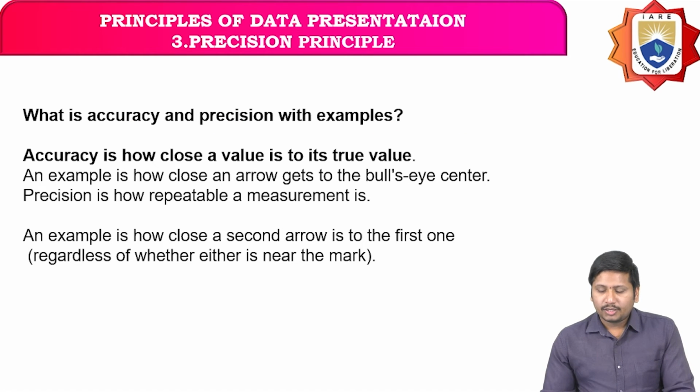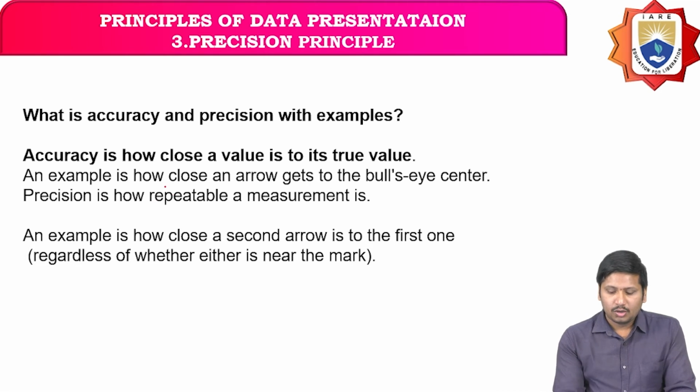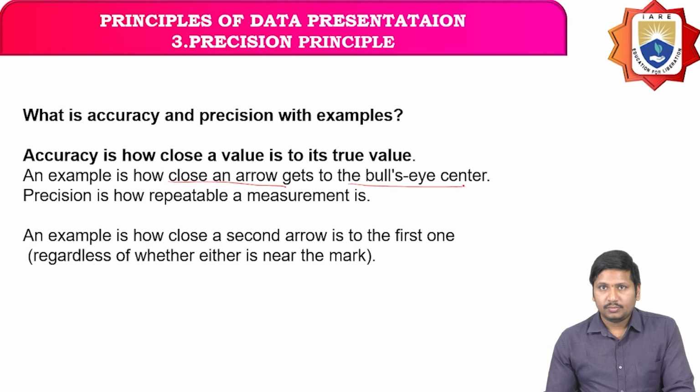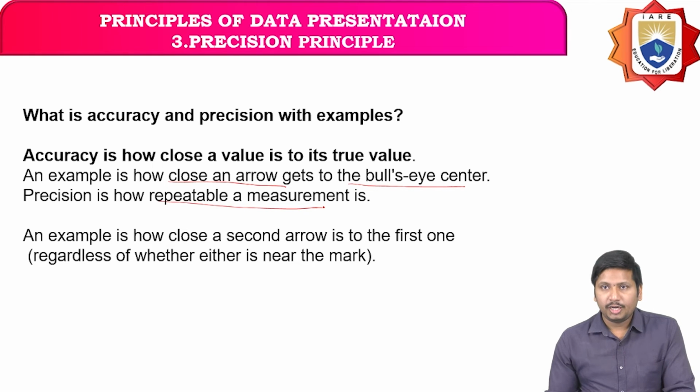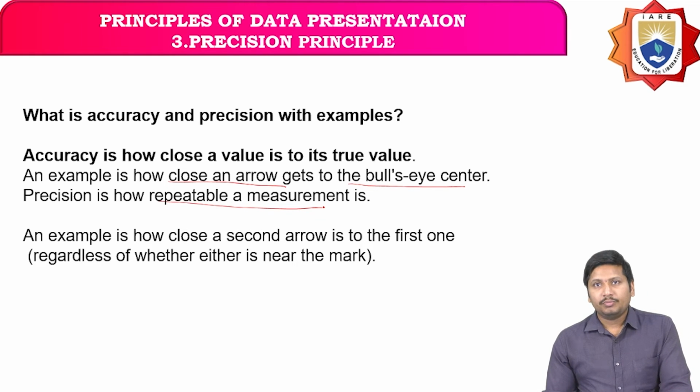And then, what are accuracy and precision with examples? I have to explain that. The accuracy, as I just said, is how close the value is to its true value. As an example, how close an arrow gets to the bull's eye center, that should be the accuracy. Precision is how repeatable the measurement is. That should be the precision.